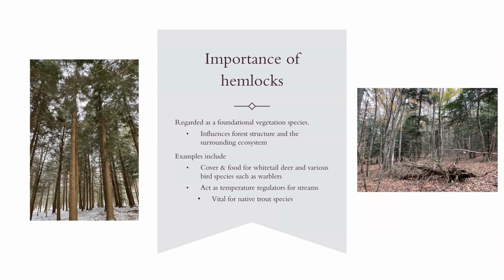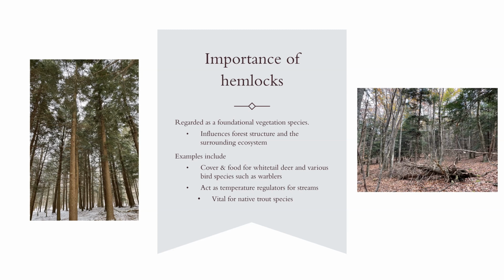So why would anyone even care about hemlock trees? Well, hemlock trees are regarded as a foundational vegetation species within their native range. This means they influence forest structure in the surrounding ecosystem where they are present. They provide cover and food for animals such as white-tailed deer and various bird species. Additionally, due to their dense foliage, they create constant shade and act as a temperature regulator for streams, which is vital for aquatic fauna such as trout.